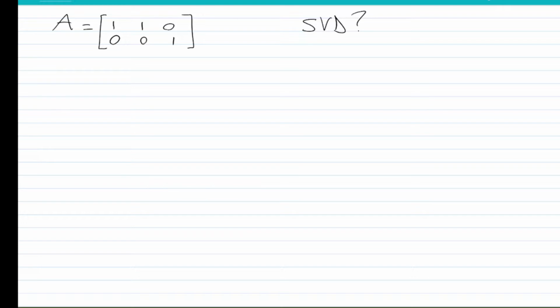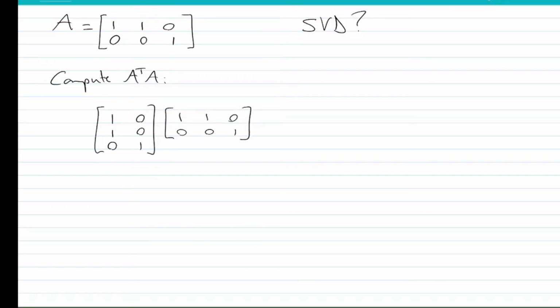Okay, so first thing we need to do is compute A transpose A. So A transpose is the matrix 1, 1, 0, 0, 0, 1 times the matrix A, 1, 1, 0, 0, 0, 1. So this is A transpose A. I'm expecting here this is 3 by 2 times 2 by 3. I want a 3 by 3 matrix, okay? So first do these and these.